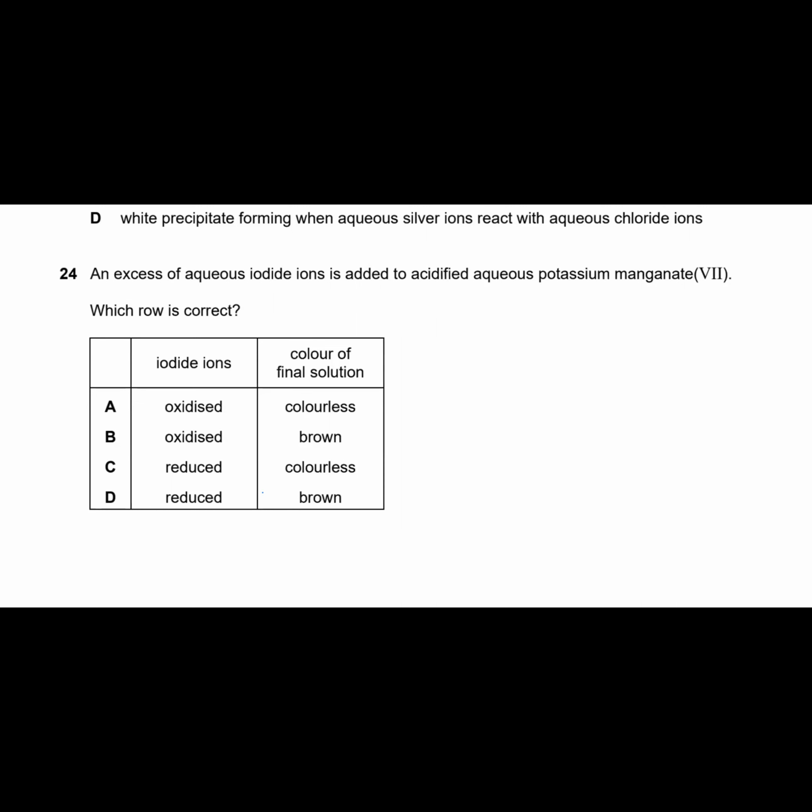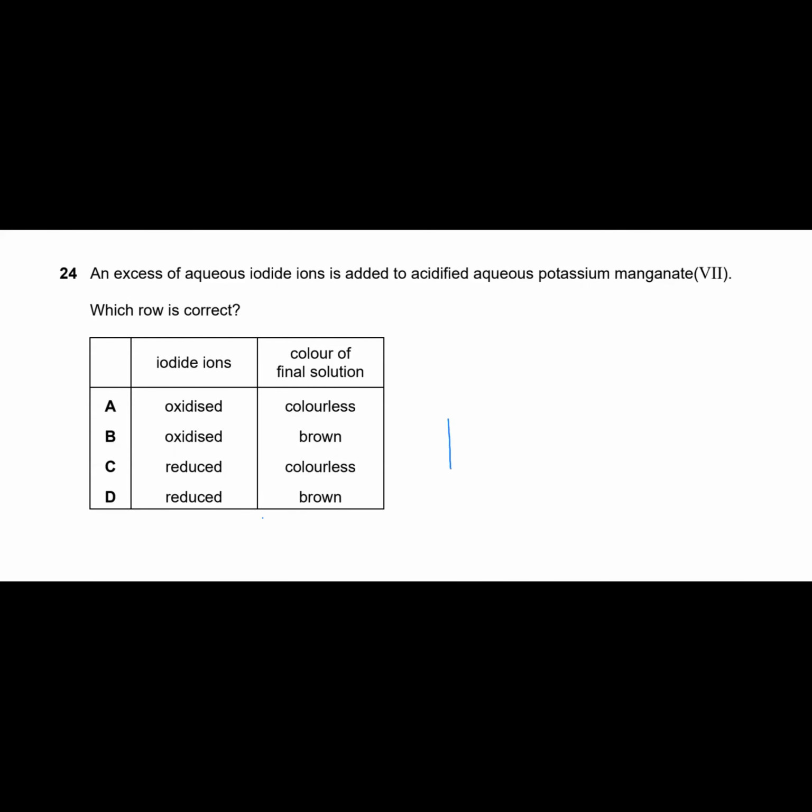Right, next one, 24. An excess of aqueous iodide ion is added to acidified potassium permanganate. Which row is correct? B. Iodide is oxidized and the color will be brown, right? Iodide becomes iodine, isn't it? Iodide is I minus, and you need to know how to write the iodide I minus ion.